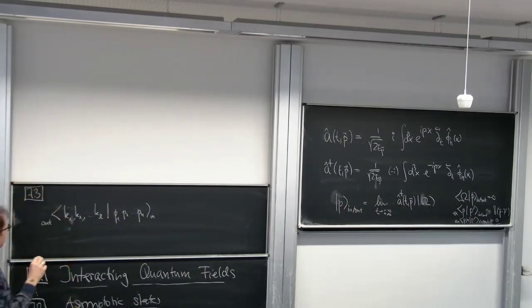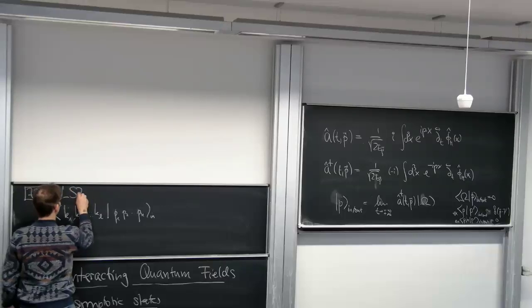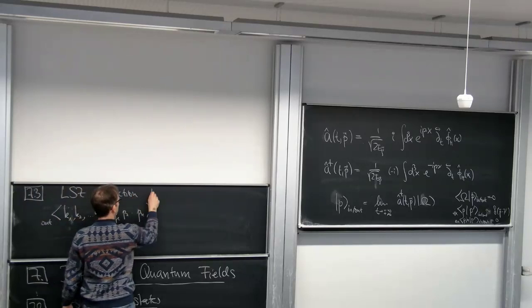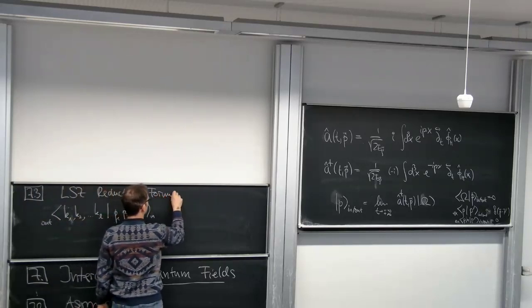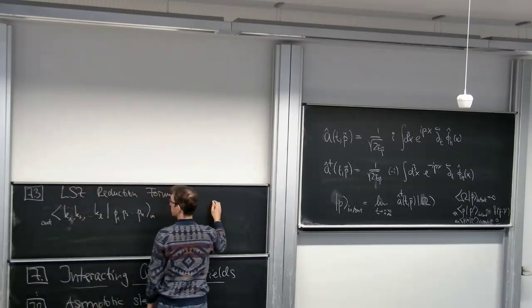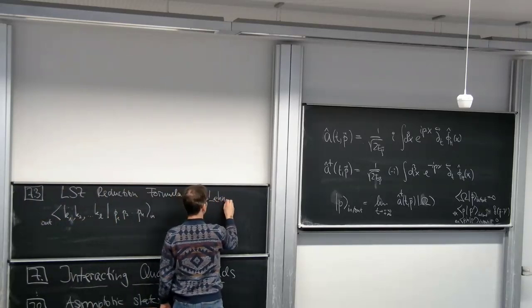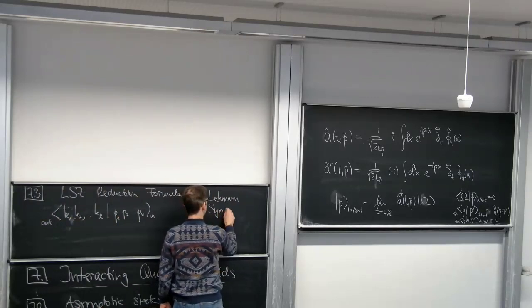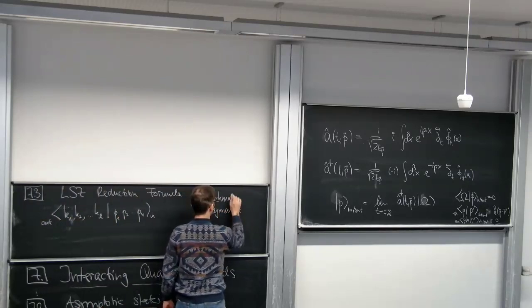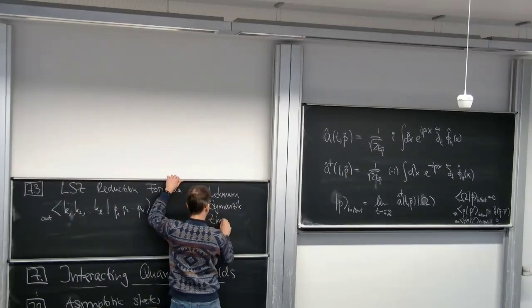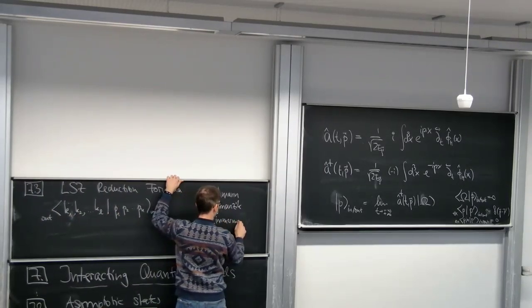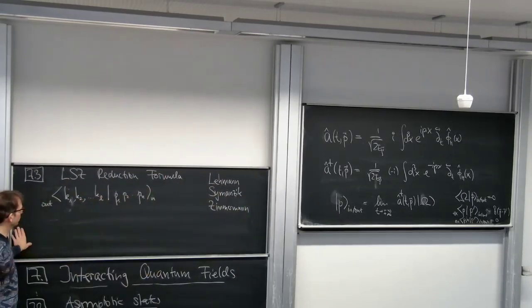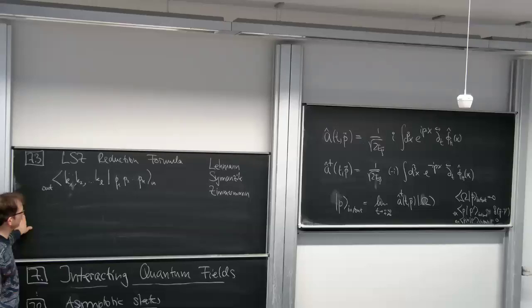LSZ reduction formula. L is Lehmann, S is Symanzik, and Z is Zimmermann. But you just need to know this.